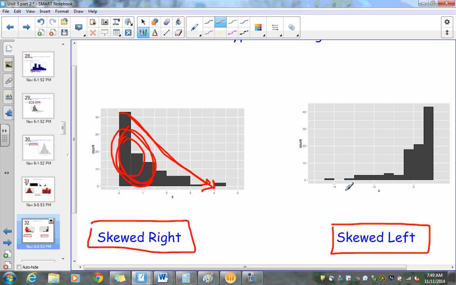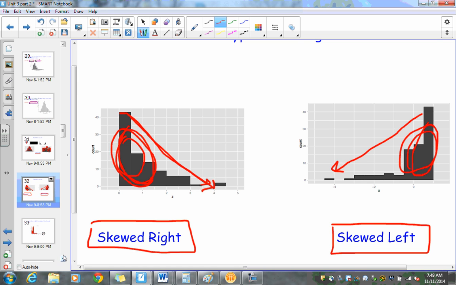Same concept with skewed left. Notice that all the information is to the right and then it tapers down to the left. So that's called skewed left. I know it's confusing, but you're going to have to remember it.